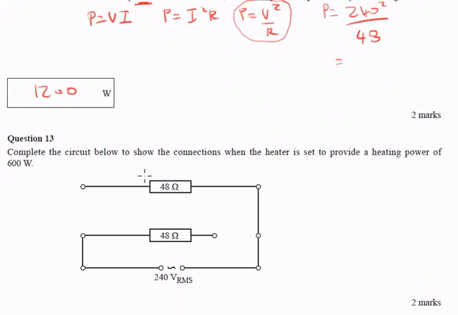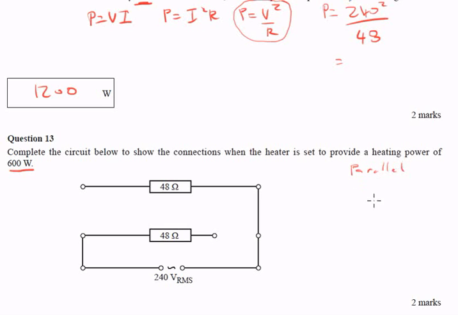In the second one, it says complete the circuit below to show the connections when the heater is set to provide a heating power of 600. So which is it set out when we want to find 600? So basically you can set this up in 2 ways. You can make this a parallel circuit. This is a parallel over here.